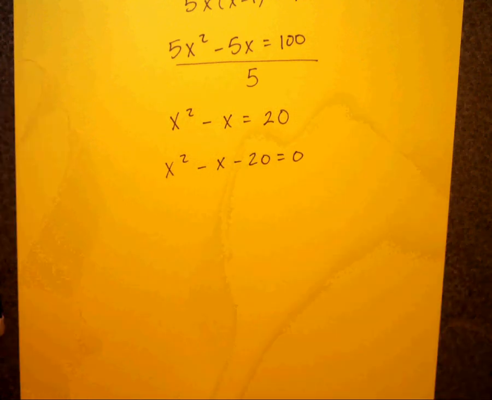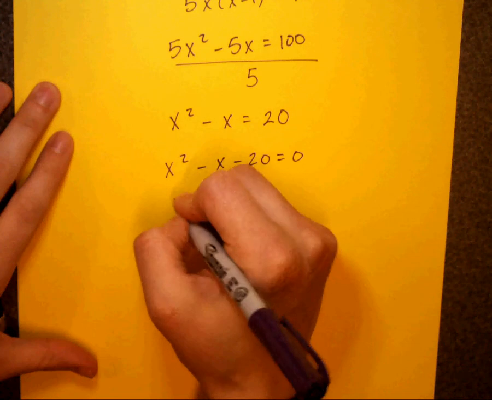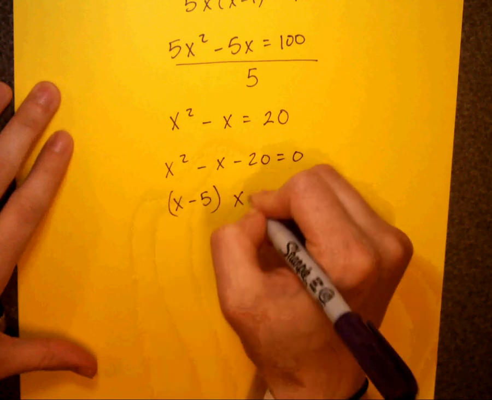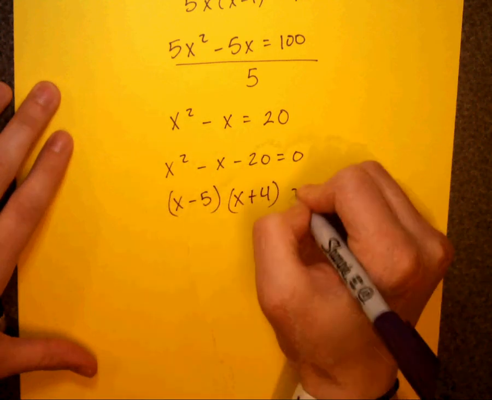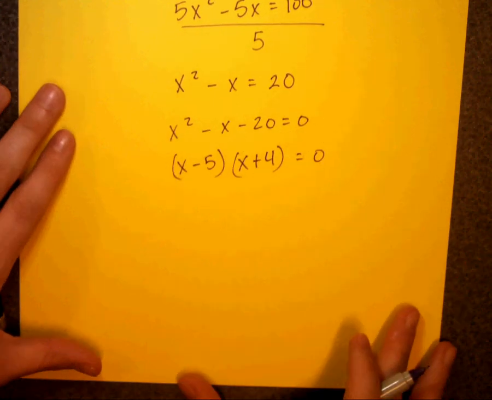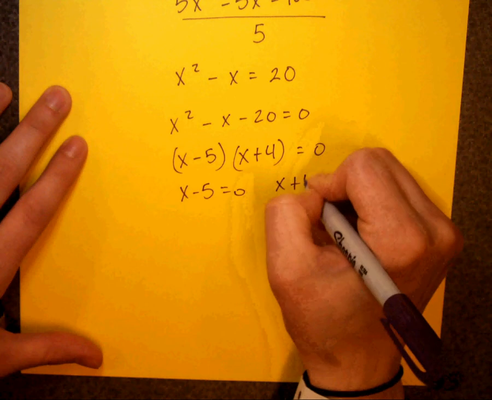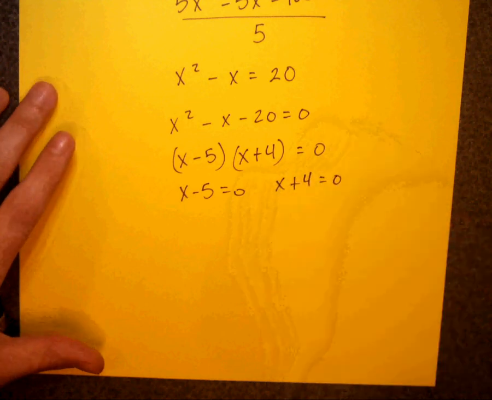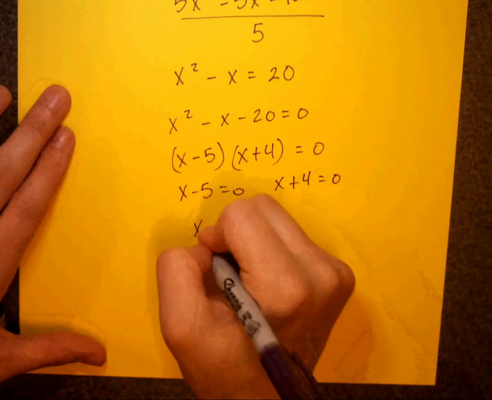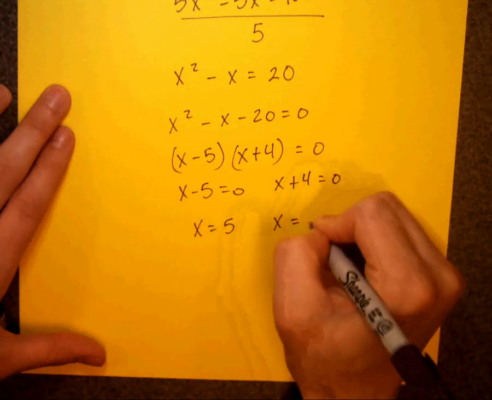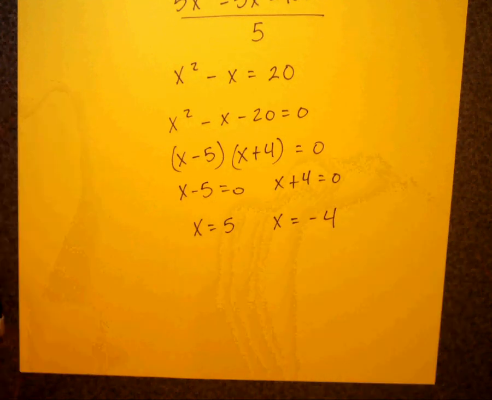You can solve this by quadratic formula, by factoring, or completing the square if you want to be super fancy. But this does factor nicely into x minus 5 and x plus 4 equals 0. So I get x minus 5 equals 0 and x plus 4 equals 0. So x equals positive 5 and x equals negative 4.